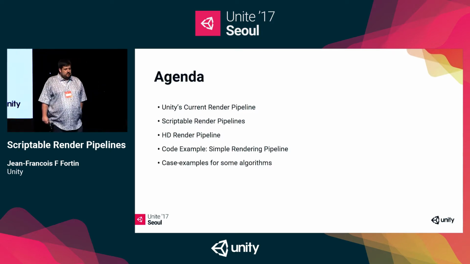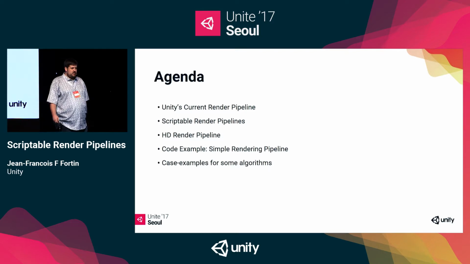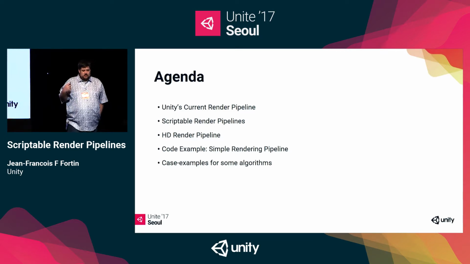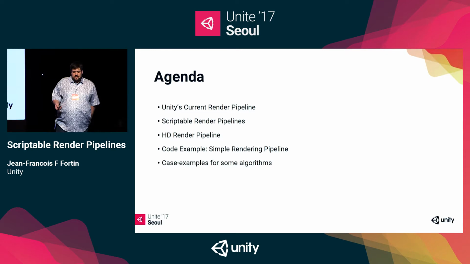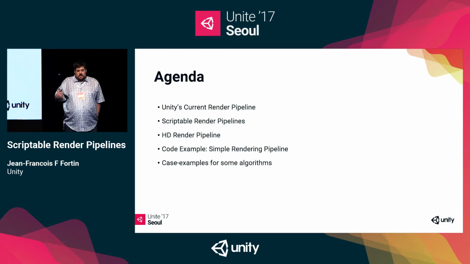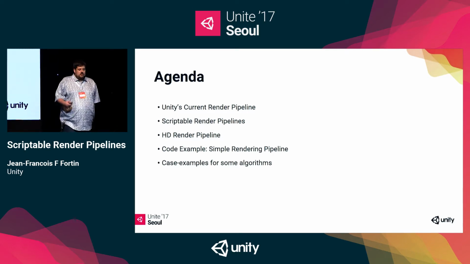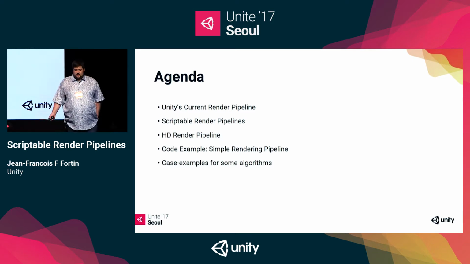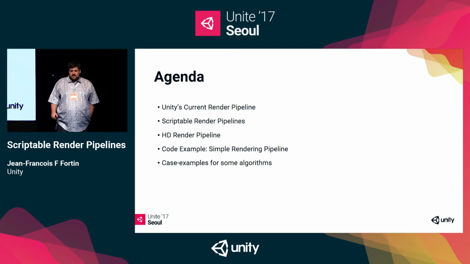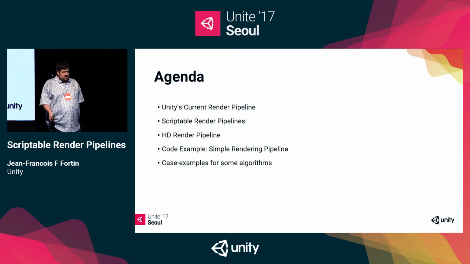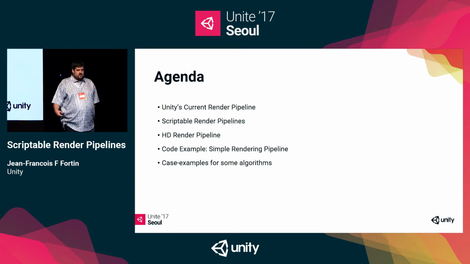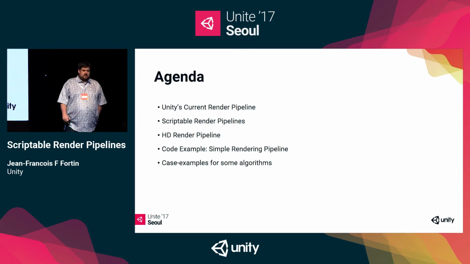Today, we will briefly talk about the current Unity render pipeline, which we often refer to as the legacy. We will then go on to what the scriptable render pipeline is, what the vision and goals are, how we built the new foundations, and how to create pipelines in Unity. I will show a code example of a very simple rendering pipeline, which simply renders a constant lighting. In other words, the basic rendering. And I'll show other case examples for some other algorithms. If I have time, I will show them inside Unity.